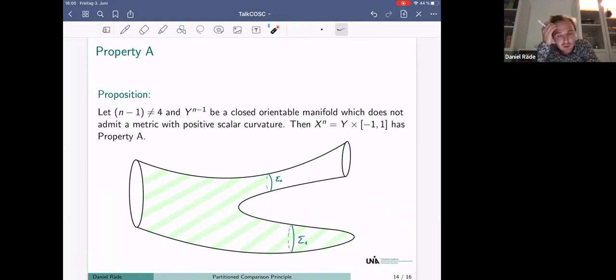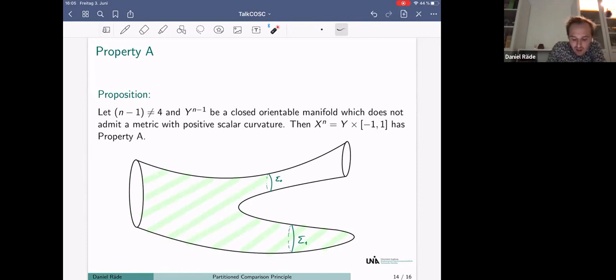So this theorem of Gromov and Cecchini and Zeidler suggests that torus cross interval has this property. And in fact, this is true. What we see is that many more bands have property A. And I chose a very general statement which looks good.